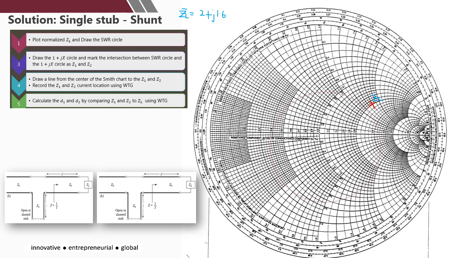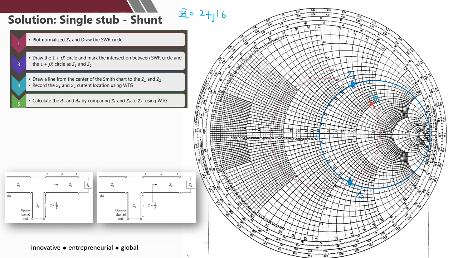And then draw the SWR circle as usual, centered from the center of the Smith chart. And then draw the 1 plus JX circle. And then mark the intersection between both circles as Z1 and Z2. Okay, so you have Z1 and Z2, with Z1 on top and Z2 at the bottom.